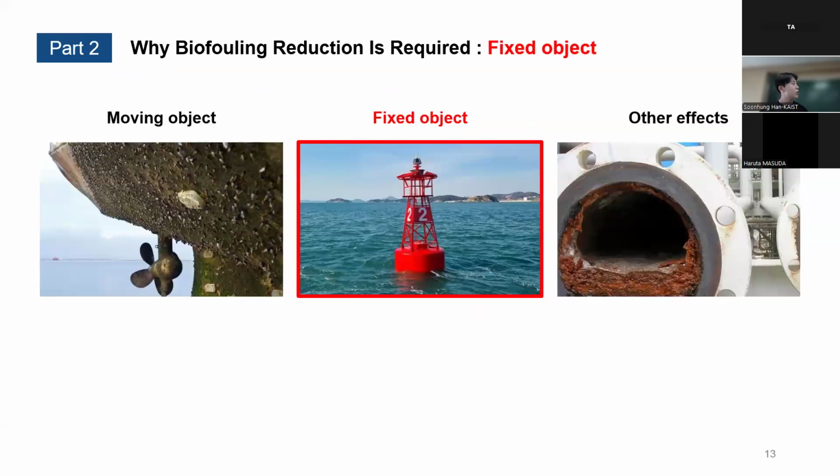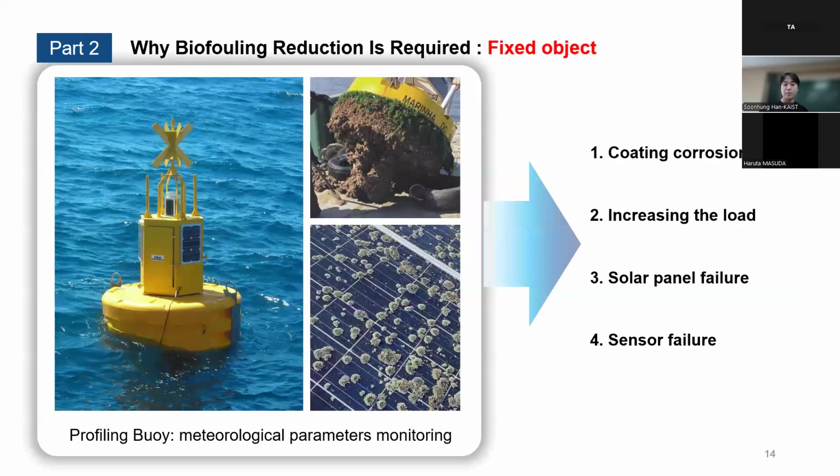Next, I will talk about fixed objects. This is a profiling buoy, which is used to monitor meteorological parameters, and it is significantly affected by biofouling. The main impacts include corrosion, increased load, and solar panel failure, sensor failure.